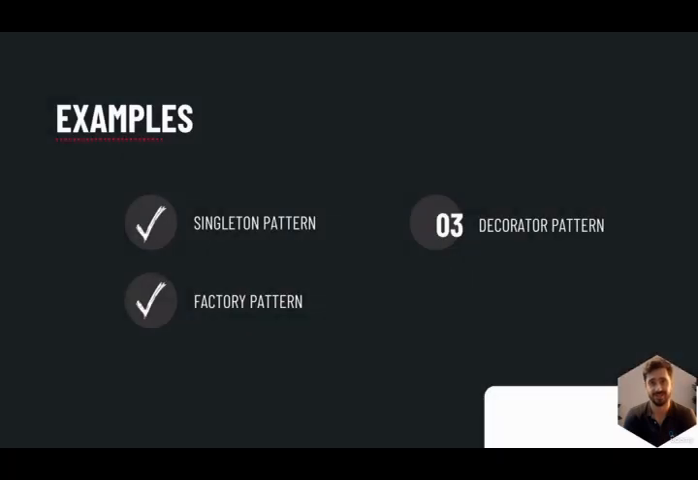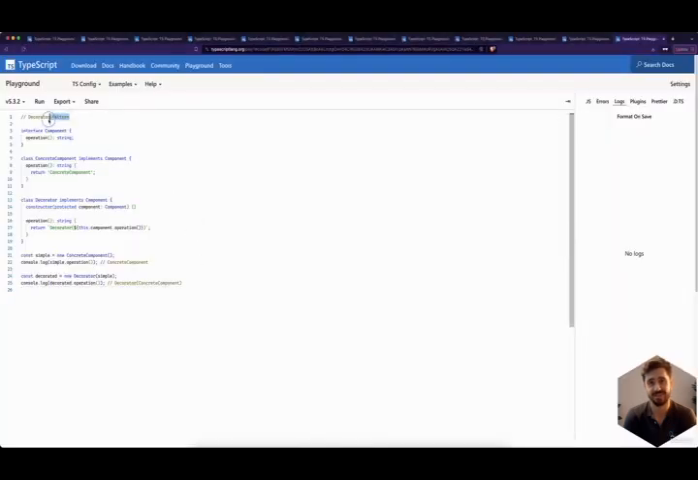Finally, the decorator pattern. This pattern allows behavior to be added to individual objects dynamically without affecting the behavior of other objects from the same class. In this example, we have a component interface that defines an operation method. We also have a concrete component class that implements this interface. Finally, we have a decorator class that takes a component as a constructor parameter and adds functionality to it. This allows us to add new functionality to an object without modifying its class. It also allows us to add multiple decorators to an object.